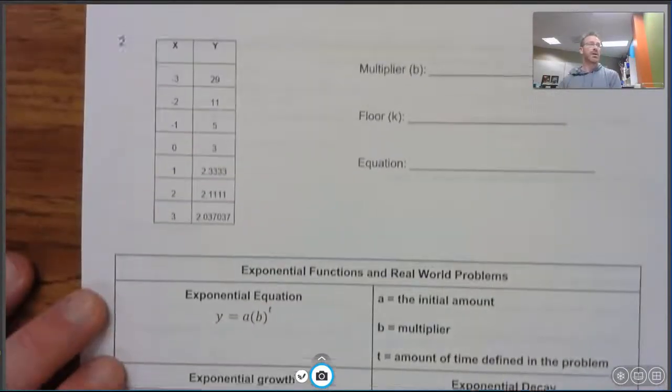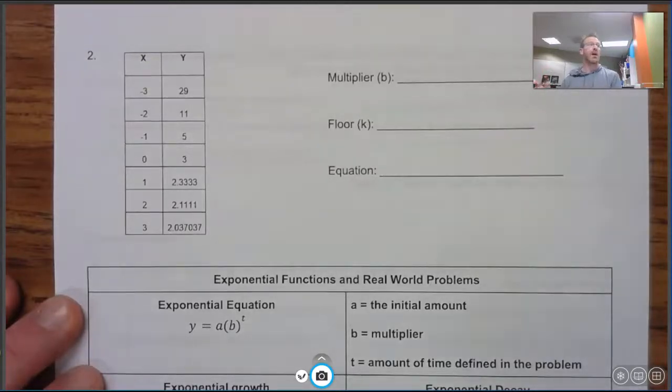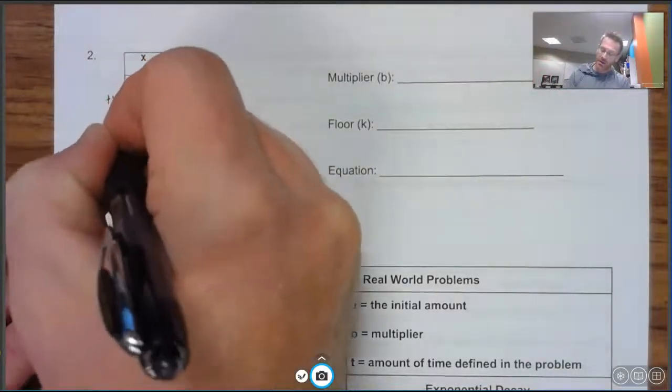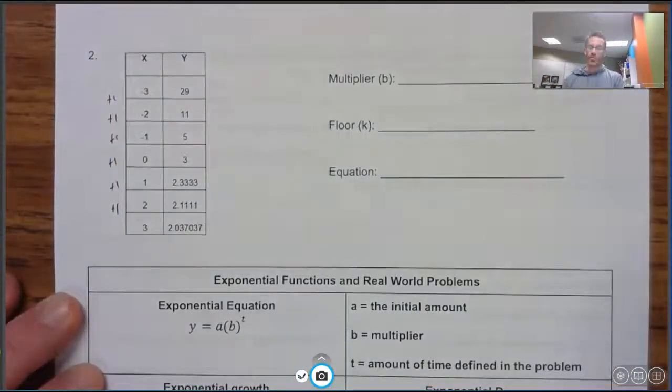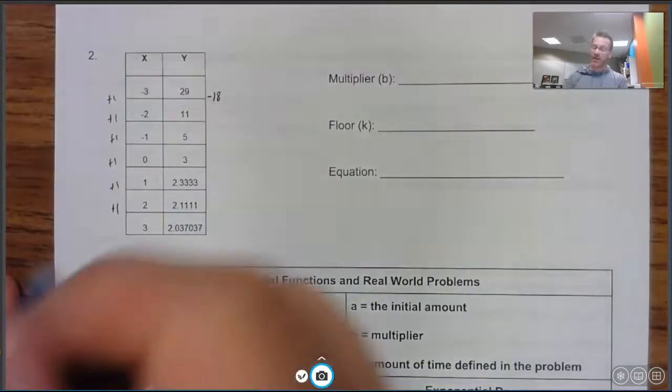All right, so once again, we'll scan that table. Okay, I don't see a turning point. So now I'm like, okay, definitely not absolute value, probably not quadratic, but could be. So we want to jump in and look at those rates of change to see what we have. All of my x's here I can see are in fact going up by 1. Now let's look at those change in y's. 29 to 11, I go down 18. And 11 to 5, I go down 6.